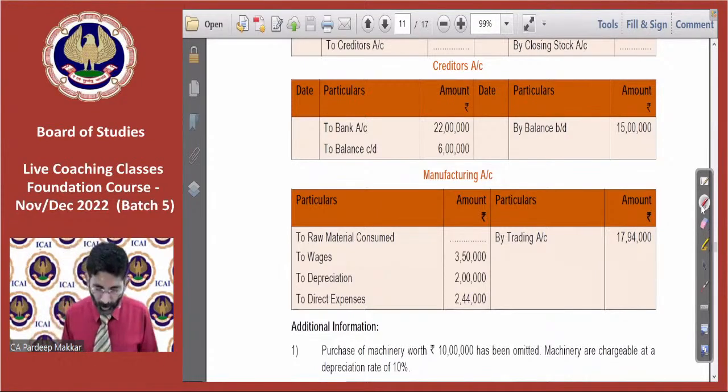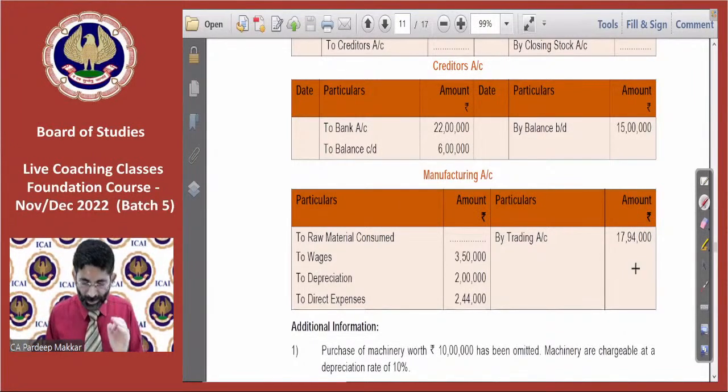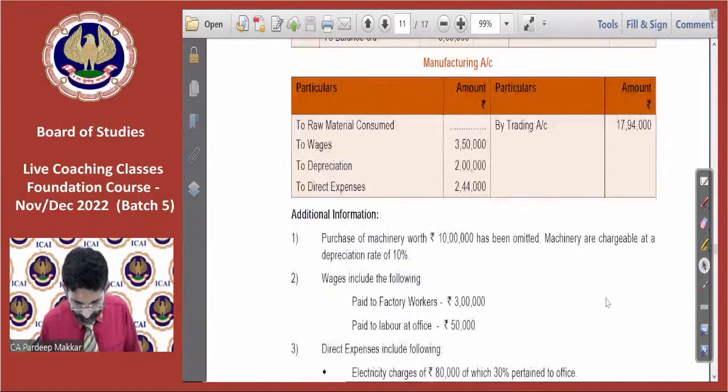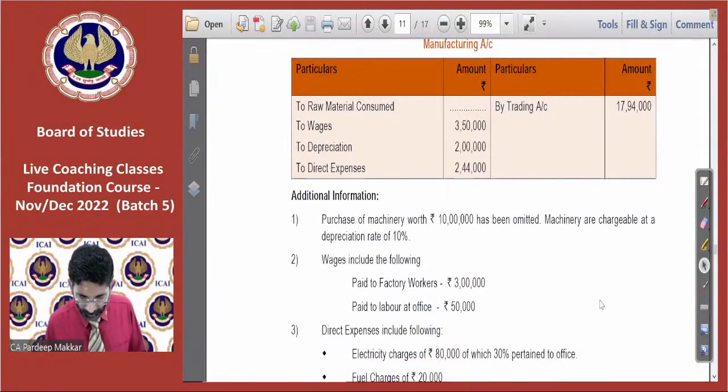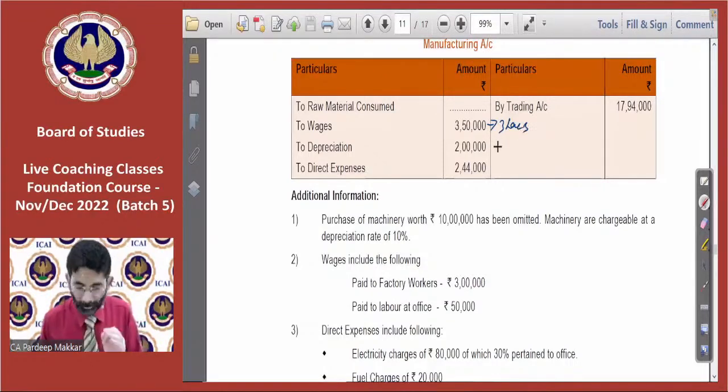In the manufacturing account, he says wages are not of the amount given in your manufacturing account, because he says wages have some problem. Already discussed that wages include 3,50,000. Out of that 3,50,000, 3 lakh is the factory workers' expense. So how much will be entered here? It should be 3 lakh, not 3,50,000.